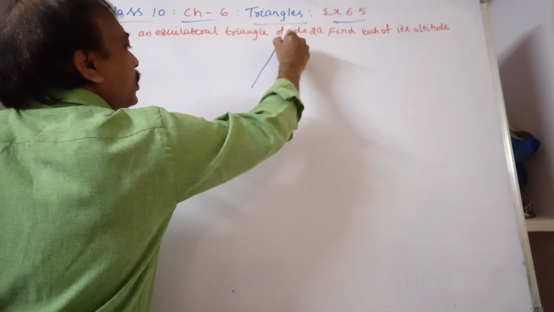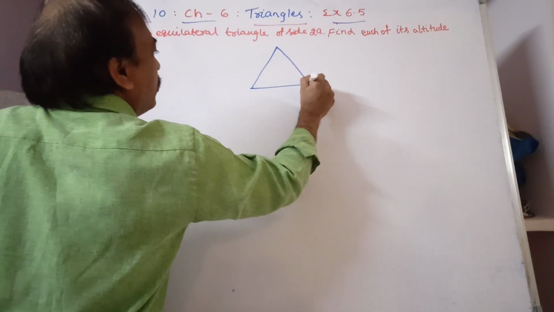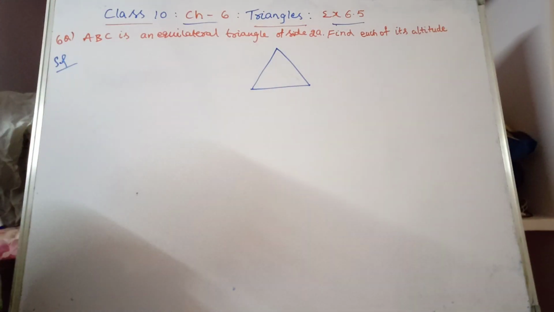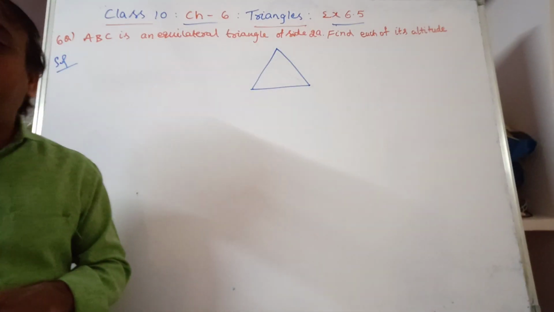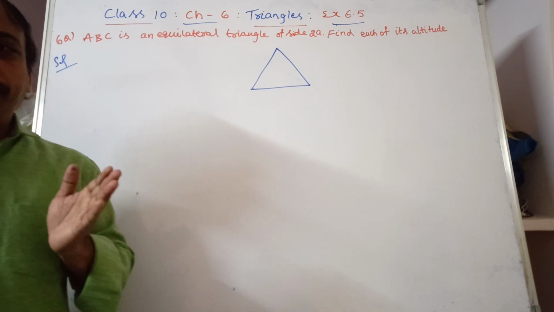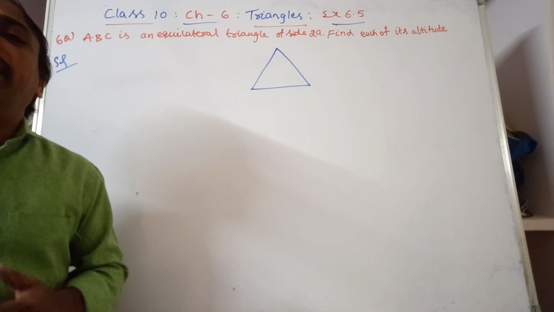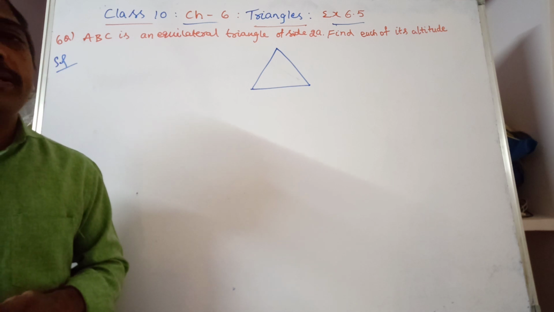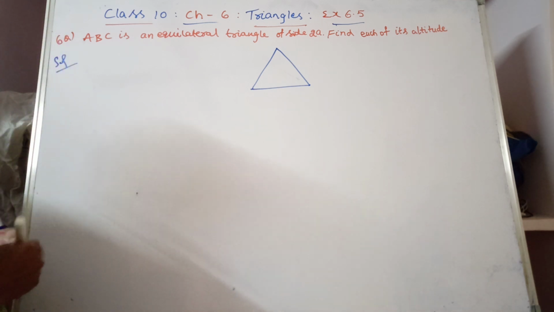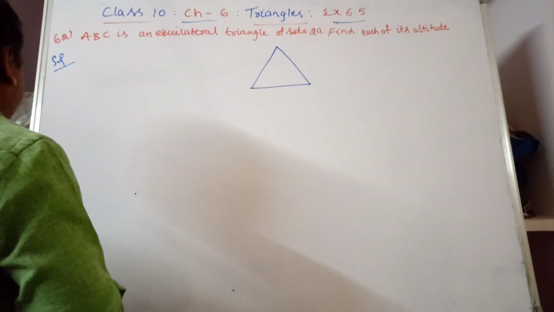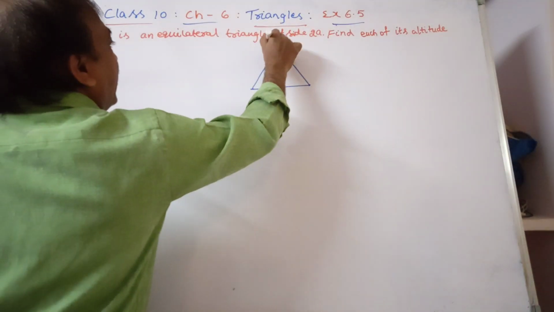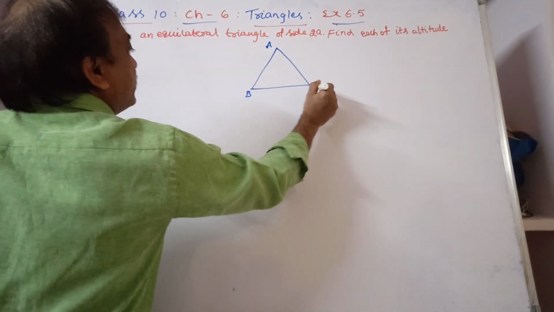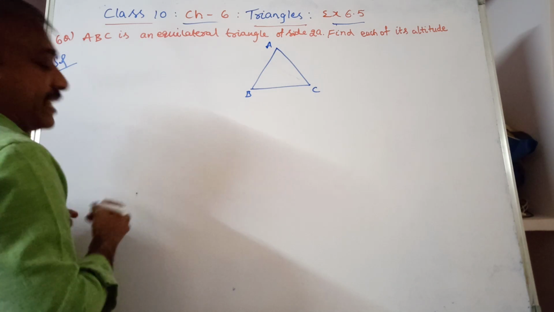Equilateral triangle means what? In the earlier classes we learned what an equilateral triangle is. Yes, you are right: equal sides and equal angles. All three sides are equal as well as all three angles are equal. So triangle ABC is an equilateral triangle of side 2a.